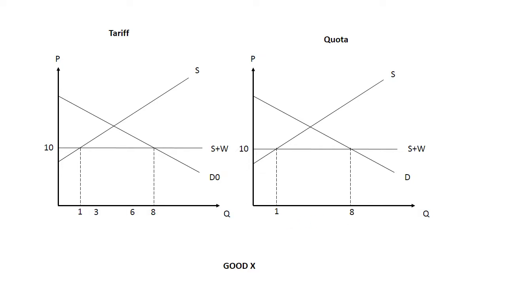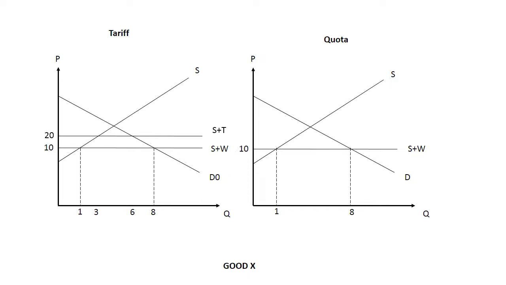Now, if the government imposes a tariff first, what happens to the curve? It will shift our supply curve from S plus W to S plus T. The price will increase after the government imposes a tariff of 10 ringgit, so it increases by 10. Ten is the amount of tariff the government imposes.